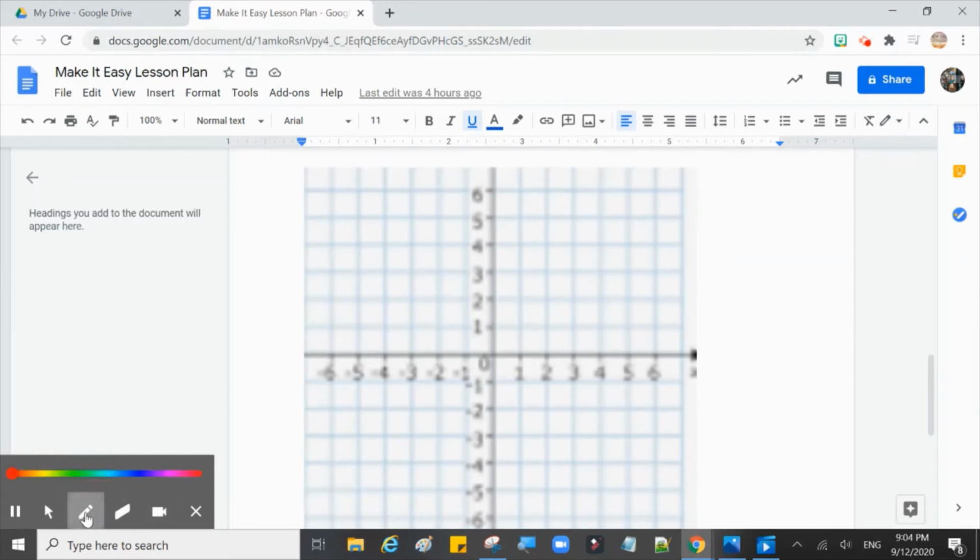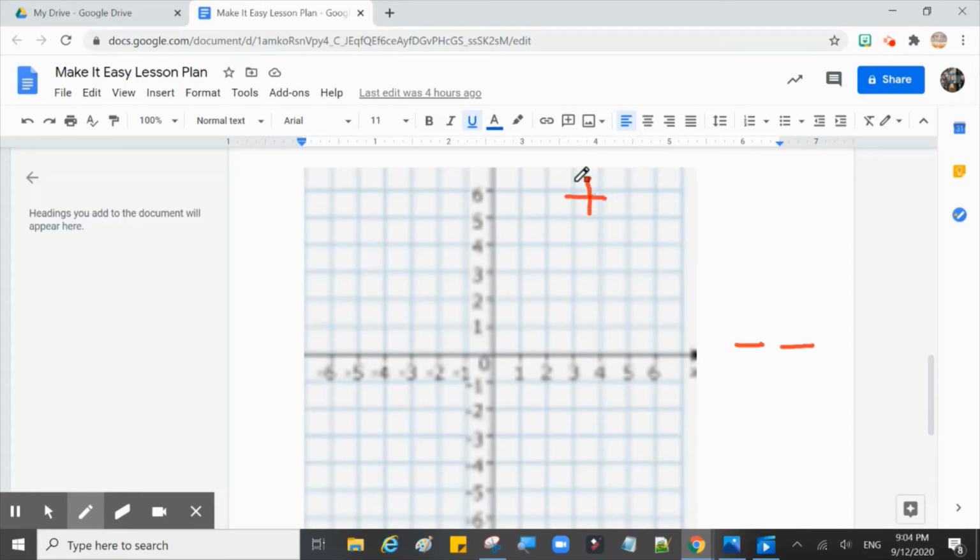Now we are going to talk about ordered pairs. An ordered pair, we already saw this, is the two numbers when you look at a coordinate plane and you find an ordered pair. So let's do positives first. Quadrant 1 is always going to be positive.